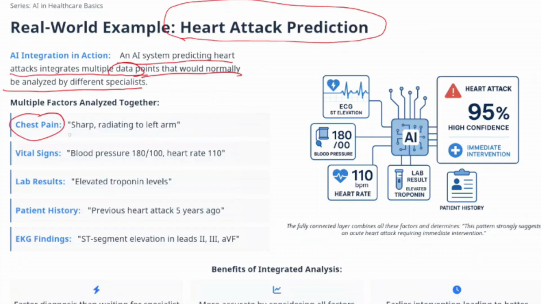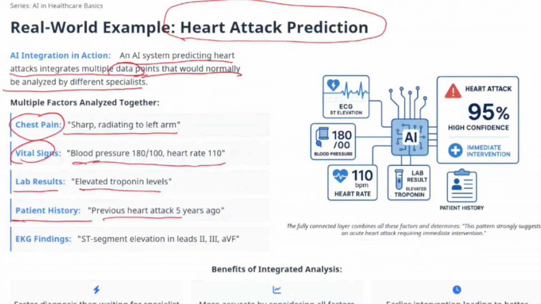Chest pain, sharp, radiating to the left arm. Vital signs: blood pressure, let's say, is elevated, heart rate is also high. Lab results: elevated troponins. Medical history: previous heart attack 5 years ago. EKG findings: ST elevation in leads 2, 3, and aVF. That's an inferior wall MI happening right over there, my friends. And I have this diagram over here, EKG. Everything is being brought together, lab results, and you get an answer.